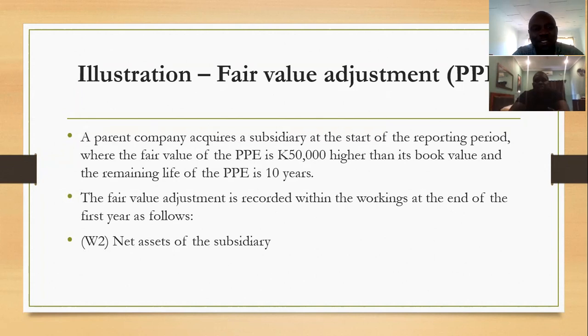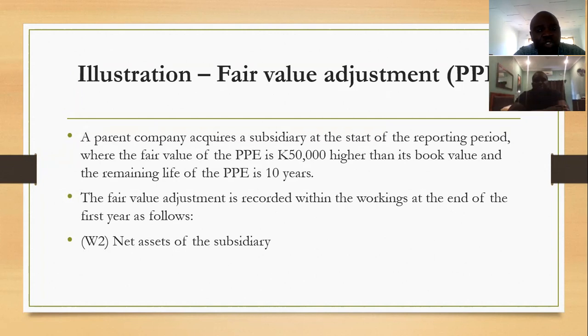In this case, we have been told that the fair value is 50,000 higher than what is in the book value. So what does it mean? When we go to the net assets in the subsidiary, that working two, we'll have to plug in fair value. Maybe we show PPE 50,000. But we are not going to stop there.